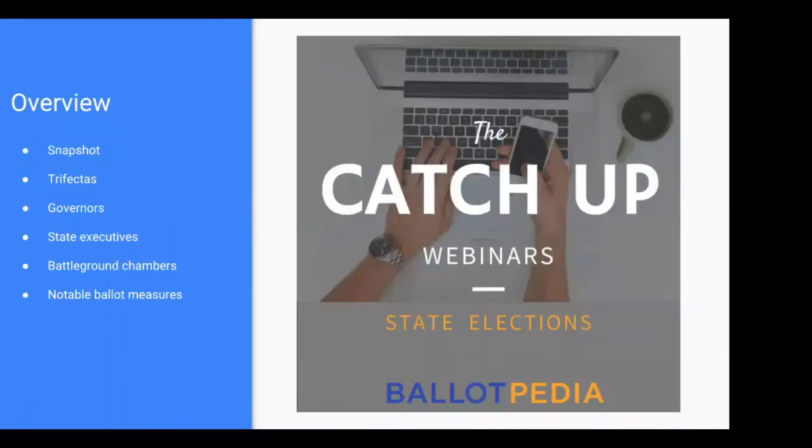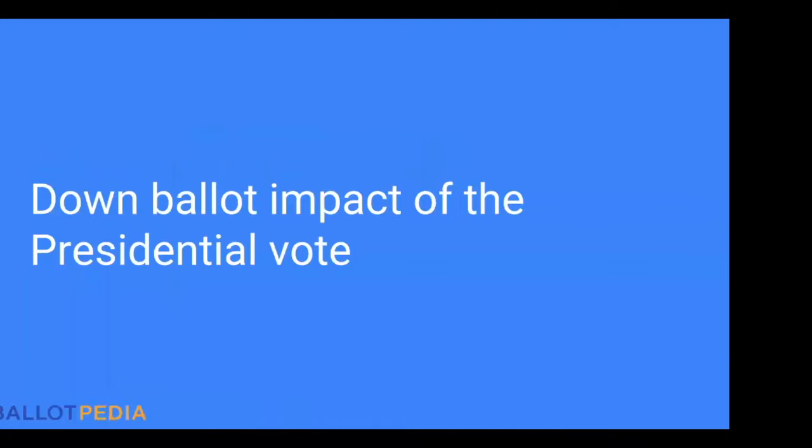This morning we will be discussing some state government election results, including legislative seats, governor's offices, and state executive positions. We will also be examining the electoral impact on state government trifectas, as well as taking a look at the results of some notable ballot measures. We're going through a large amount of information very quickly this morning, so keep checking ballotpedia.org for updates.